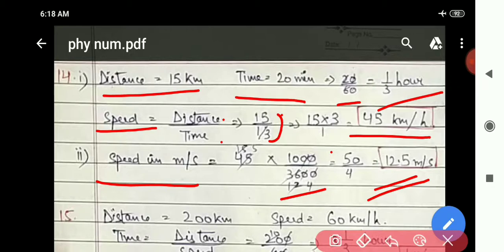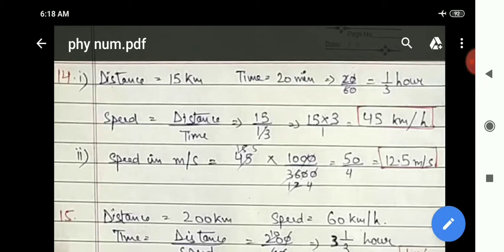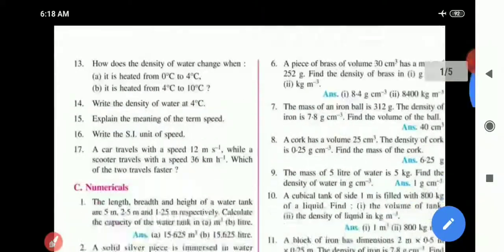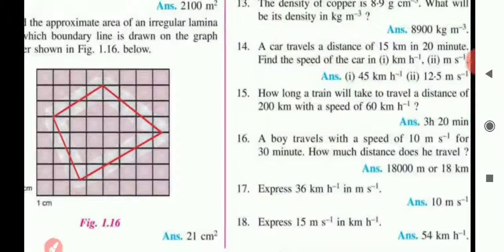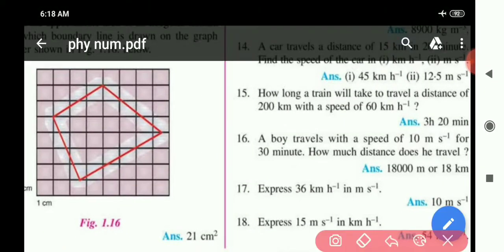Is it clear? Okay, now move to question number 15. See, how long a train will take to travel a distance of 20 km with a speed of 60 km per hour. It means we have to calculate the time taken to travel a distance. Now distance is given, speed is given. We have to calculate the time.